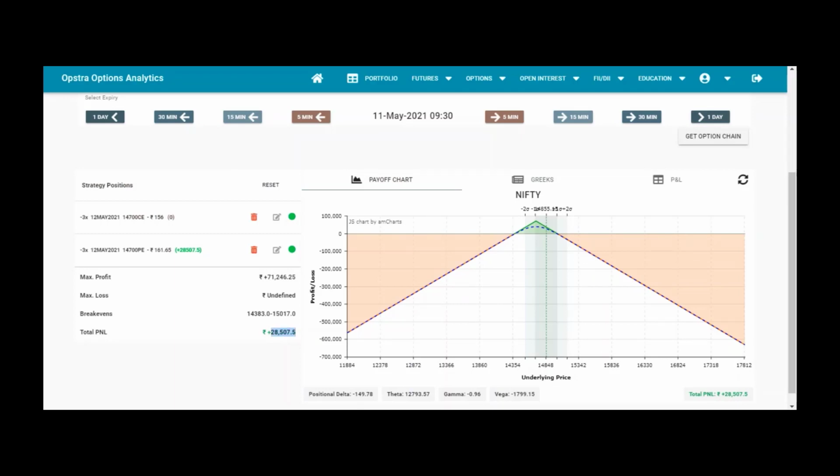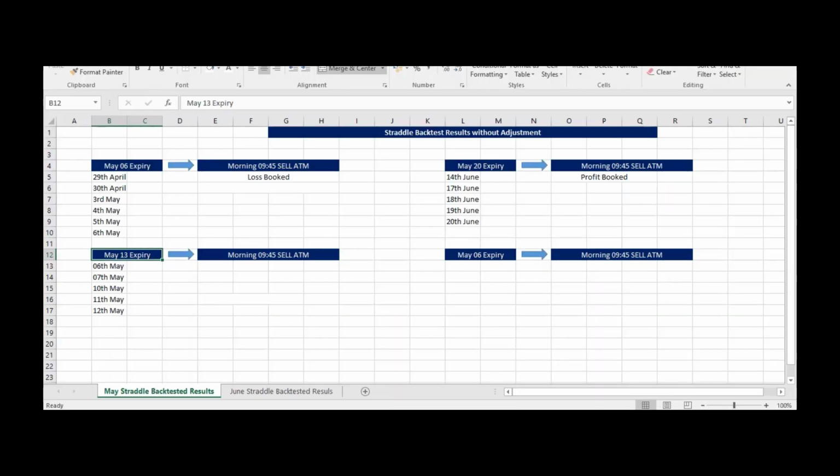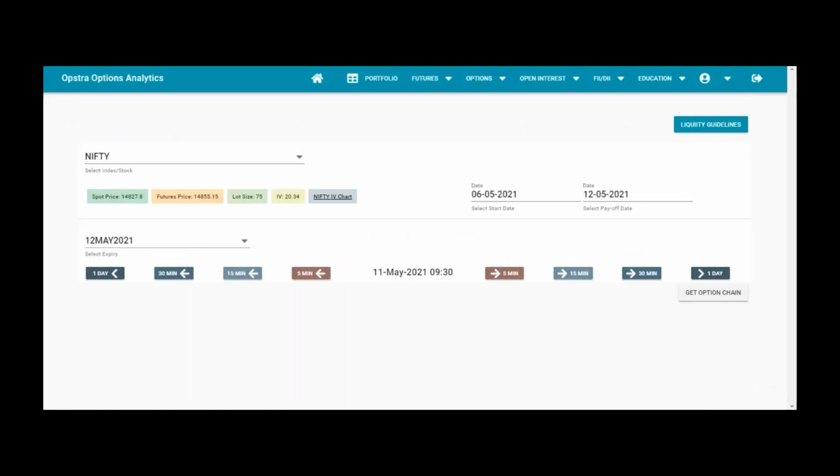So definitely we won't wait until the 28,000, because once we see the 10,000 rupees profit, we will exit. So for the 13th May expiry, we book the profit on 11th. Profit booked. Okay, just exit that expiry. So don't implement again straight on the same expiry.